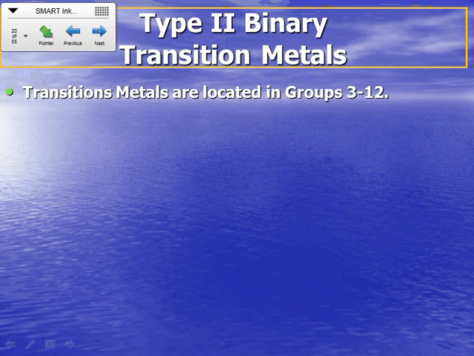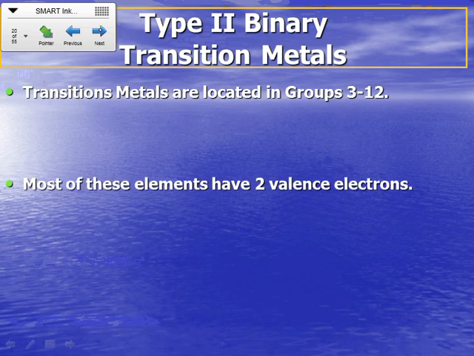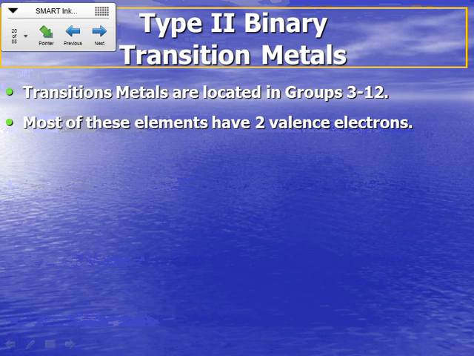All right, so here we go. Transition metals are located in groups 3 through 12. Most of these elements have 2 valence electrons. We already talked about that.